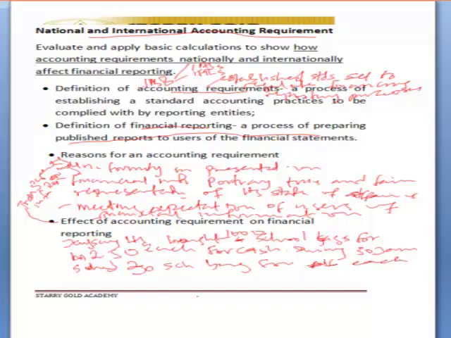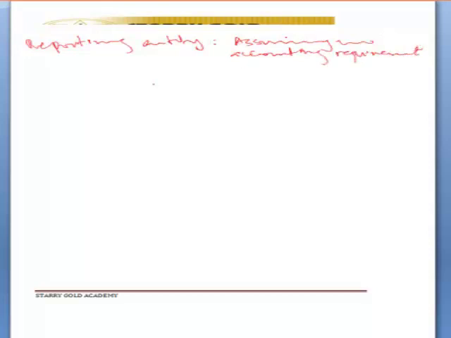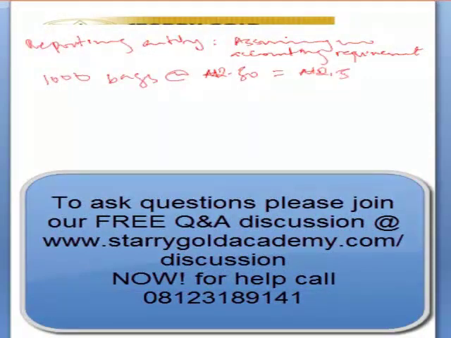Now look at this perfect example. If there are no accounting requirements, for instance, let's say a reporting entity without an accounting standard, the practice will be such that, don't forget, we said he bought 1,000 bags at 2 naira 50 kobo. This actually gives us 2,500 naira.